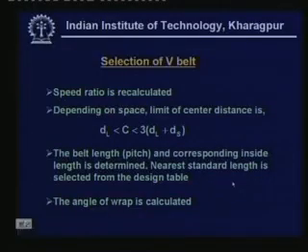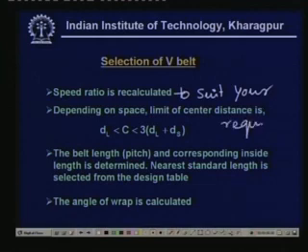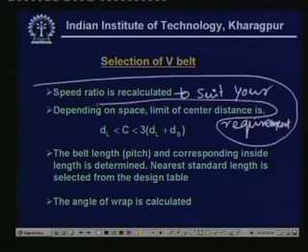Now we continue the selection of V-belt. Again, what I was told: speed ratio is recalculated to, I think you should complete the sentence. So the speed ratio is recalculated to what? To suit your requirement. You are satisfied with this recalculated speed ratio. So if you are satisfied, then just come down to the next step.